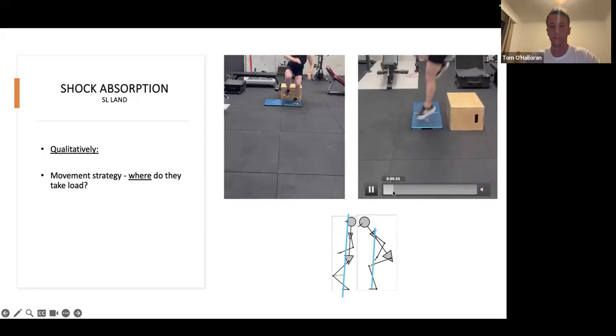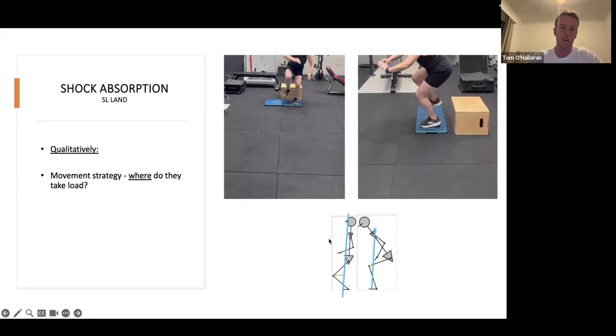But in terms of movement strategy, I'm more looking at where they take load. So are they upright trunk? If they're upright trunk, then the center of mass is more posterior. There's a large knee joint moment. They're loading into that knee a lot. They're not absorbing much at the hip. So for that, I'm like, okay, am I happy with the knee taking that much load? Do we need to teach them a second strategy that is available for them as a potential solution?